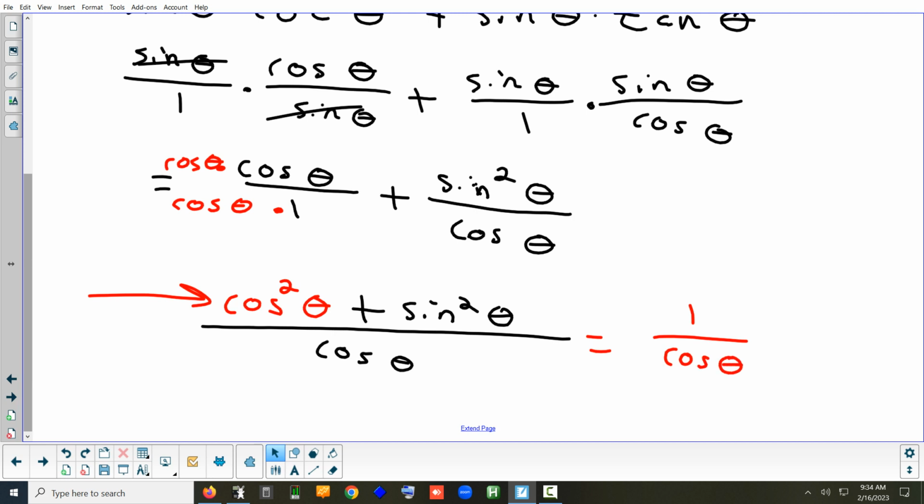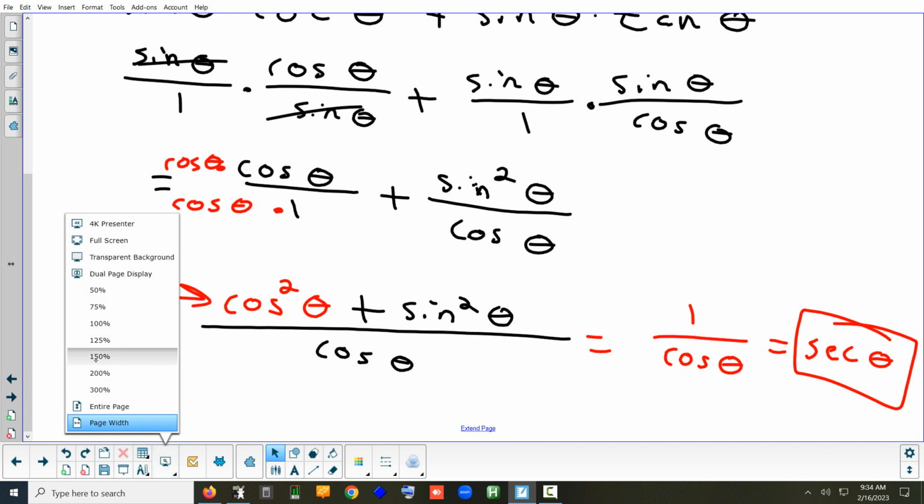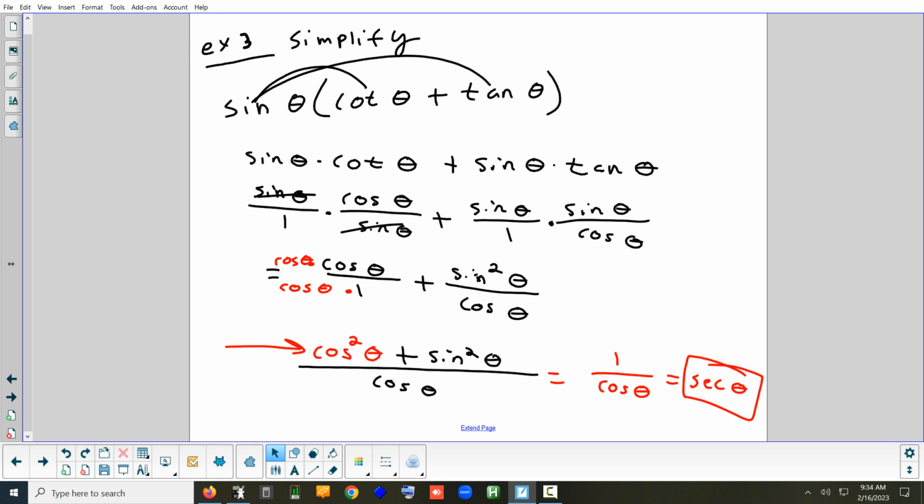And now you're left with 1 over cosine. I might be going ahead, but is this just going to be secant? So that whole thing turns into secant. So look back at what we started with. We started with something that had three different trig functions with a distributive property and addition. And after doing it out, we turn that entire thing into just one trig function, secant.